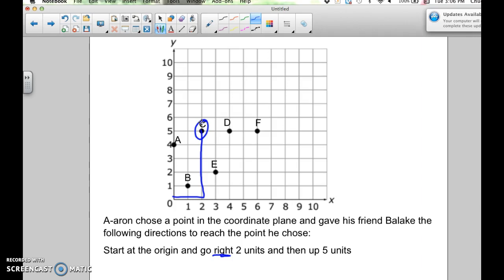Okay, what if I happen to say, go starting at 2? Could I go right 2 units and up 5? Yes. Pay attention to where you're starting. Is that important? Yes. Of course it's important. 2 different answers. But this answer, she was correct. It is C.